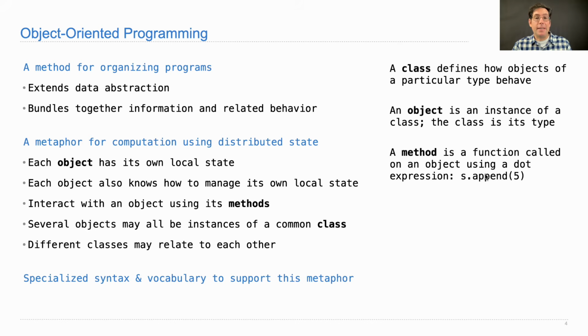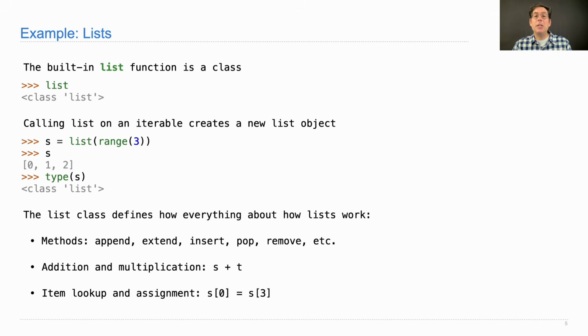Append is the method. It's invoked on the list s with the argument 5, and that puts 5 into the list s. And what makes methods different from functions is that a function is typically defined in the global frame, and it can be called on any value, whereas a method is specific to a particular object. So I can't just call append on anything, but I can invoke it on s because s knows how to append. Let's look at a built-in class, the list class.